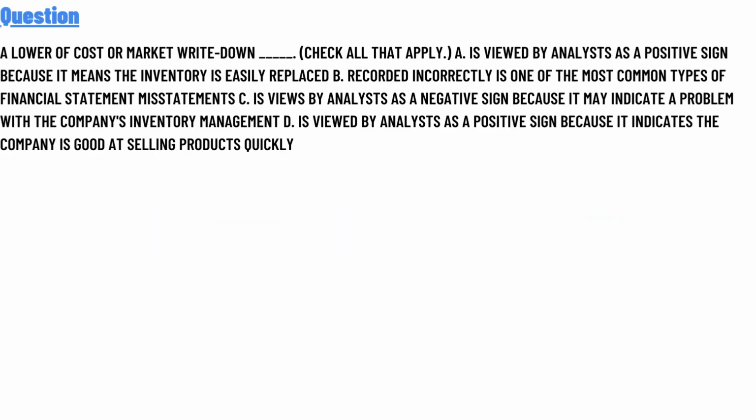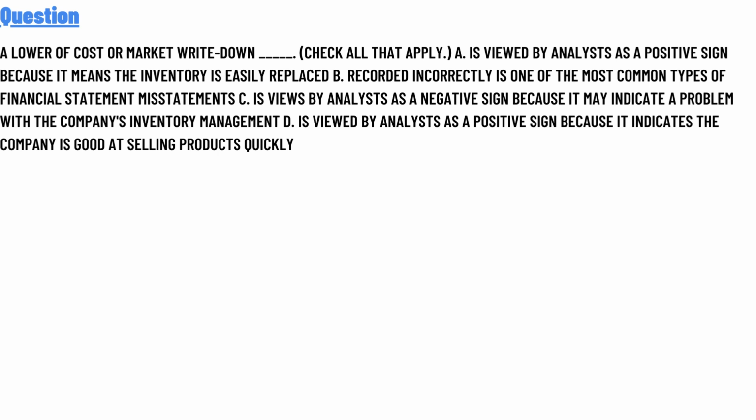So our today's question is about lower of cost or market write-downs. Check all that apply. Option A: viewed by analysts as a positive sign because it means the inventory is easily replaced. Option B: recording incorrectly is one of the most common types of financial statement misstatements.